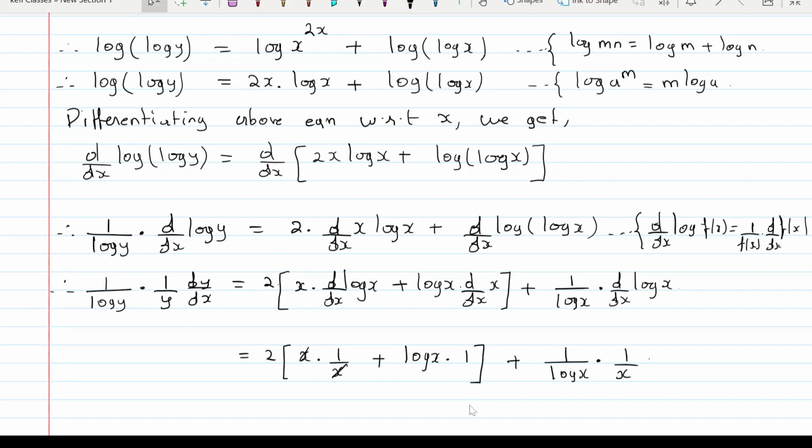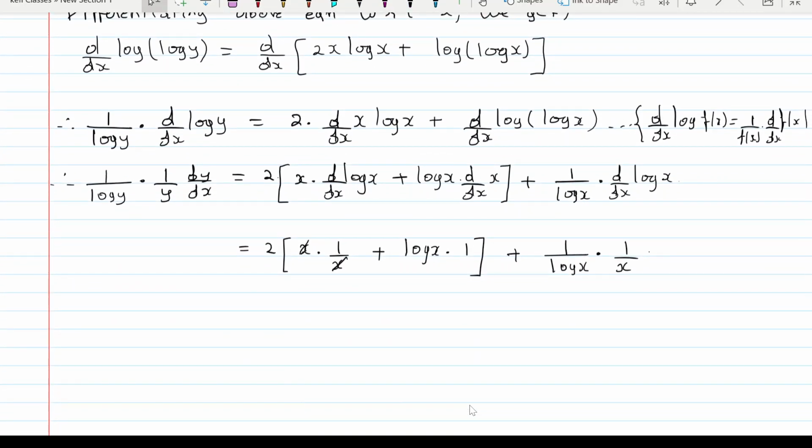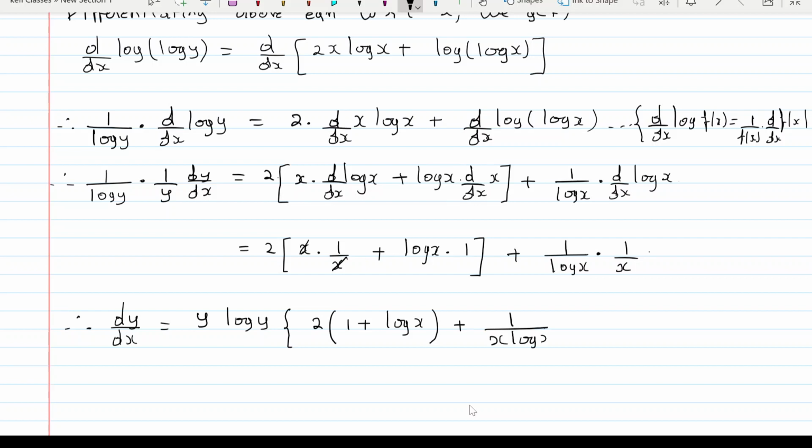So now, what is the procedure once you have taken the derivatives? What is the procedure? You have to take y that side. तो इसमें अभी y भी है, log y भी है. Shift everything on the right hand side because हमको dy by dx ढूंढना है. So therefore dy by dx is equal to y log y into brackets, and ये जो टर्म है वैसे के वैसे 2 into 1 plus log x plus 1 upon x log x.